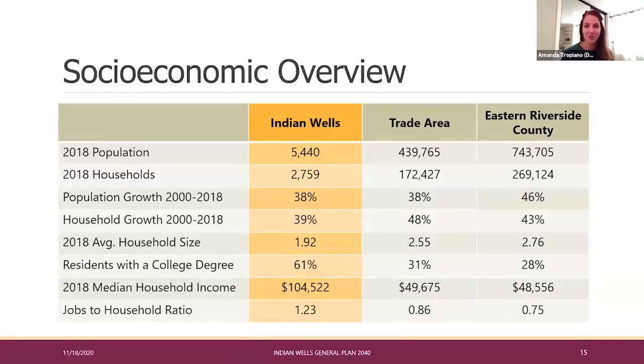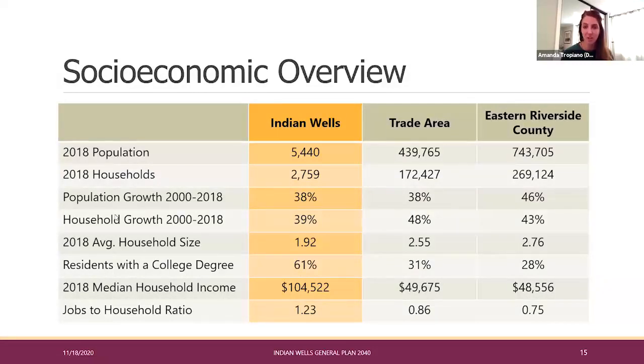Your household size is a little bit lower. It's just under 2 persons per household at 1.92. There's about a half person more in the trade area and almost a full person more per household in Eastern Riverside County. And that's important to think about when you start planning for facilities, services, and the types of homes that people want to have options to live in here in your community.